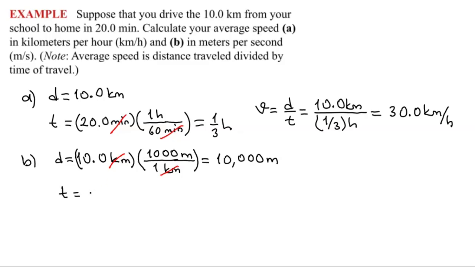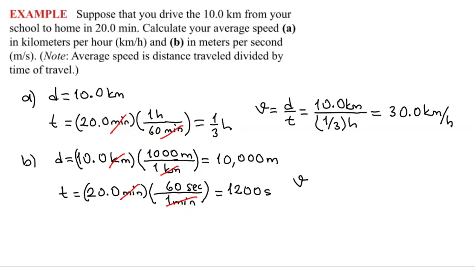Similarly, time is 20 minutes. Because it is meters per second, we need to write minutes in seconds. 1 minute, every minute we have 60 seconds. Minute cancels, and then second is the surviving unit. 20 times 60 is 1,200 seconds.